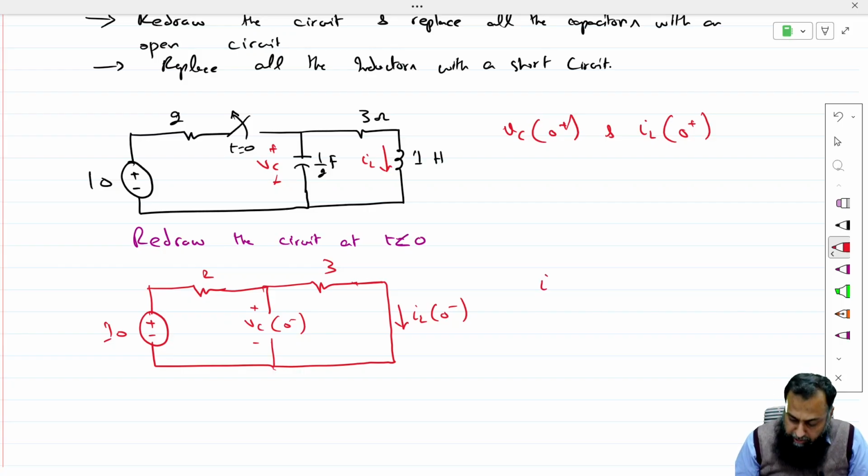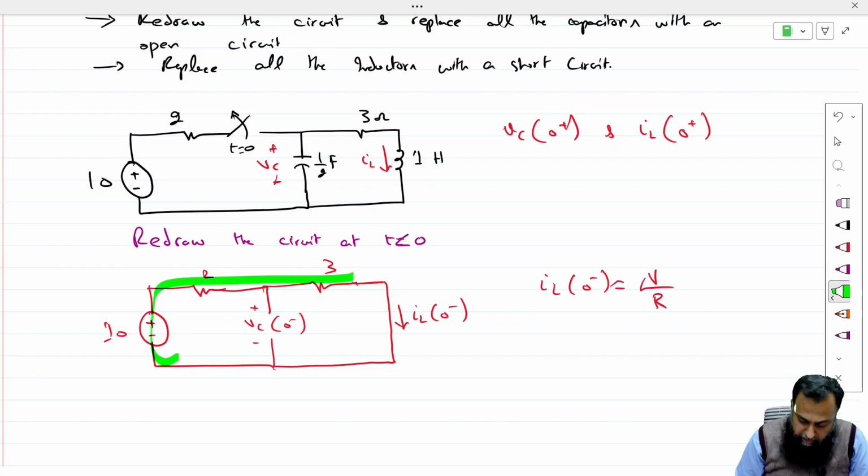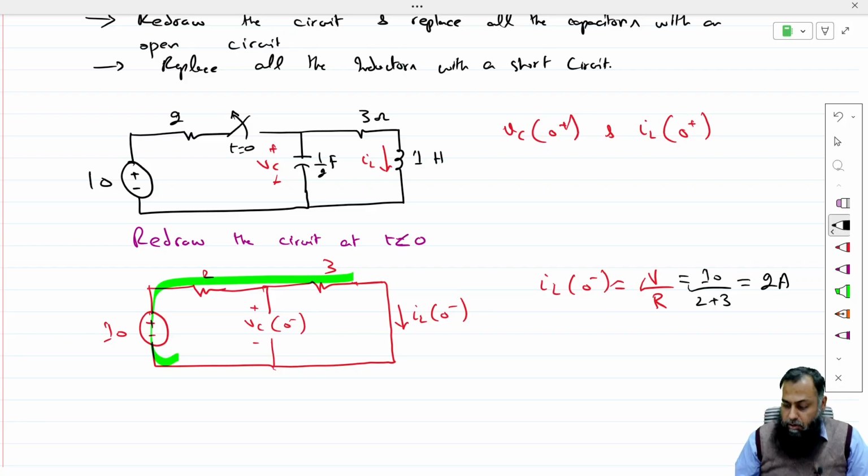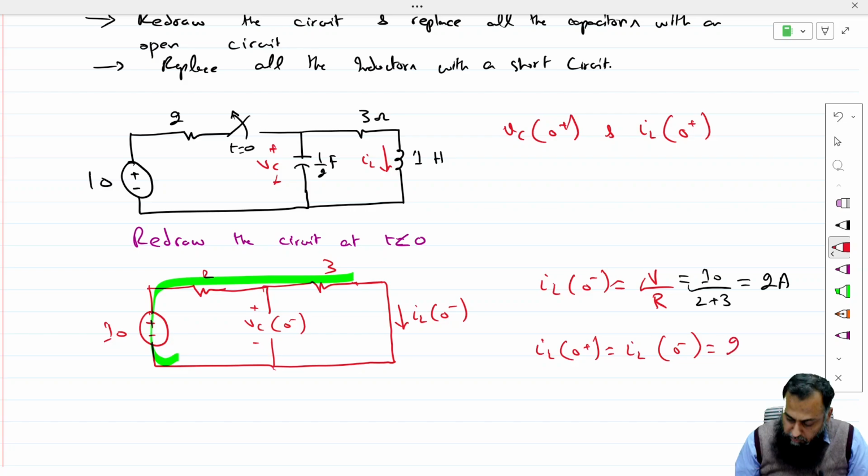This IL0 negative equals V divided by the total resistance in this path, and that is this 2 ohm plus this 3 ohm. So the value equals 10 divided by 2 plus 3, and that is equal to 2 ampere. Now that we have calculated the value of IL0 negative, IL0 plus equals IL0 negative, and that is equal to 2 ampere.